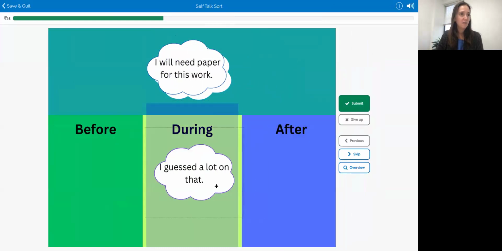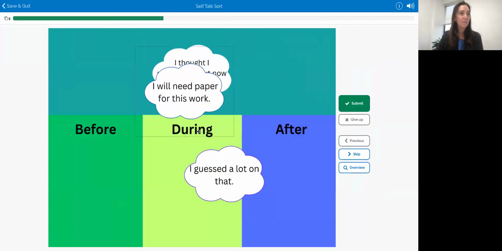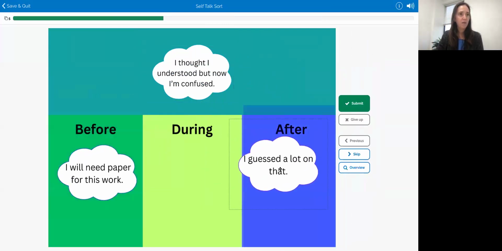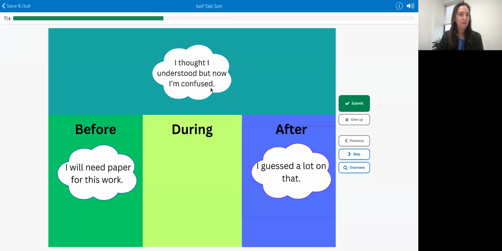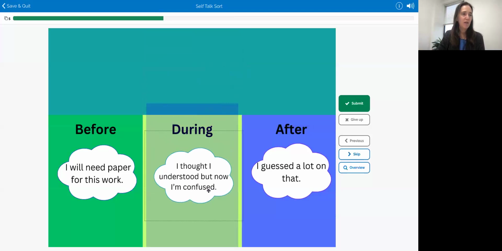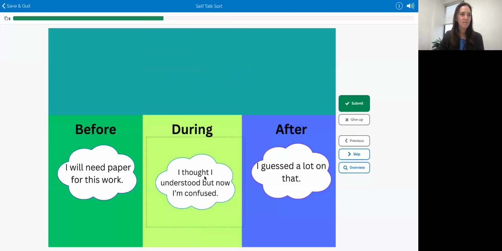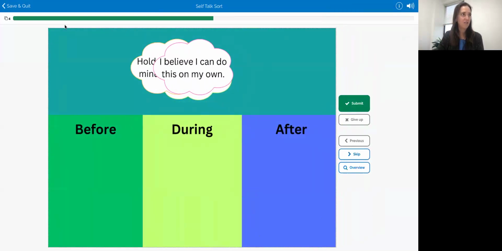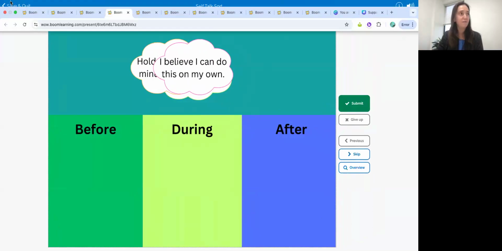Let's see. Let me put this here. I can't. I will need paper for this. Okay. This is something that definitely happens before. This is the after, like recognizing that we needed to make a lot of guesses. I thought I understood, but now I'm confused. This is something that can kind of be more in the moment. Okay. All right. So anyway, there's more like that, just to give students more exposure and practice to different kinds of thoughts that they can have.